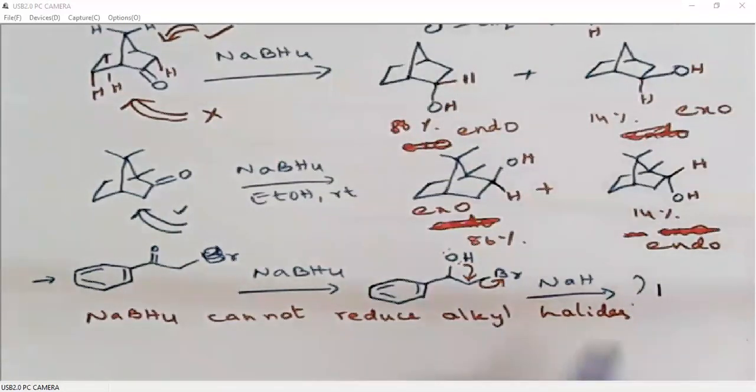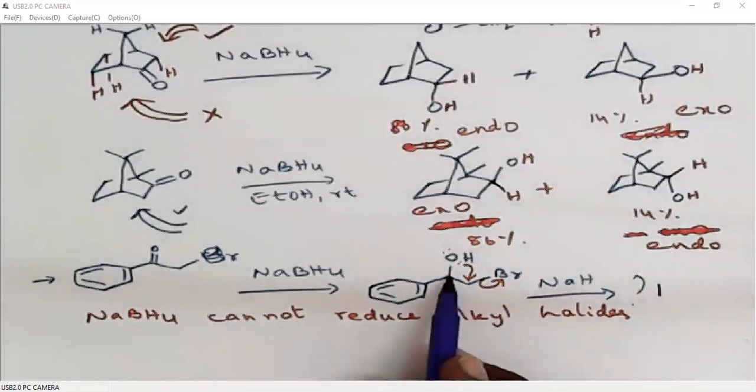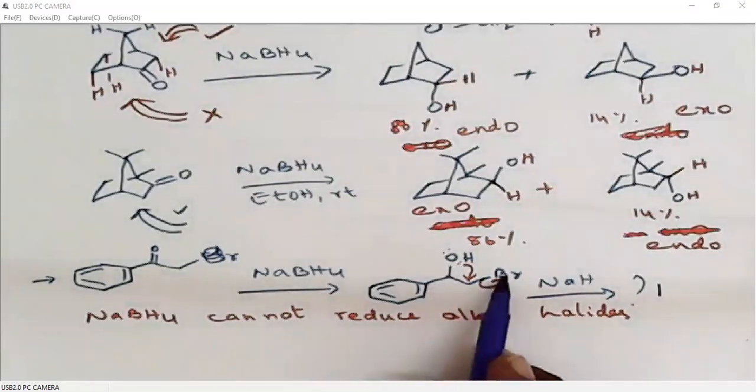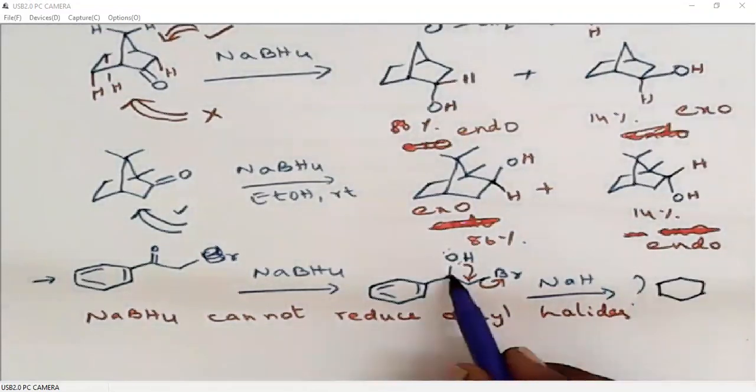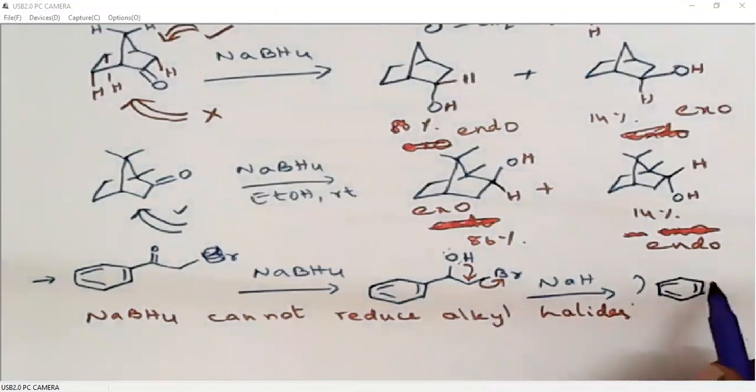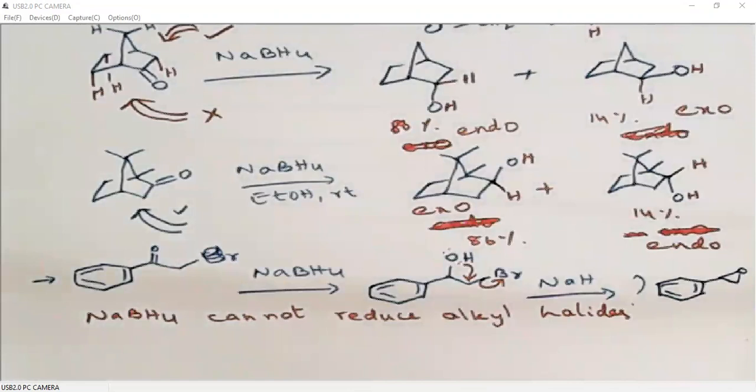If we have an alpha halo alcohol, where the halogen is on the neighboring carbon next to the alcoholic carbon, halogens are good leaving groups, so we can convert alpha halo alcohols to epoxides by treating with a strong base.